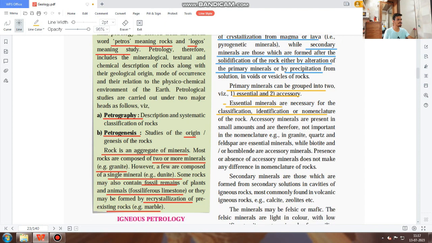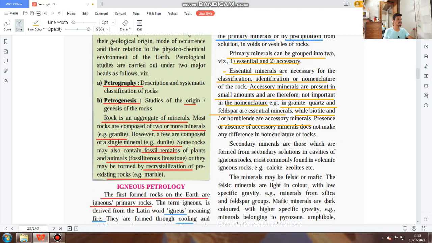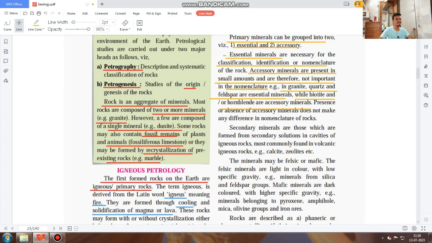Okay, accessory minerals are present in small amounts. They may or may not be present in the rock, therefore they are not important in nomenclature. Okay, so for example, in granite, quartz and feldspar are essential minerals, while biotite and hornblende are accessory minerals. So the presence of accessory minerals does not make any difference. Either it's present or not, but essential minerals should be present.